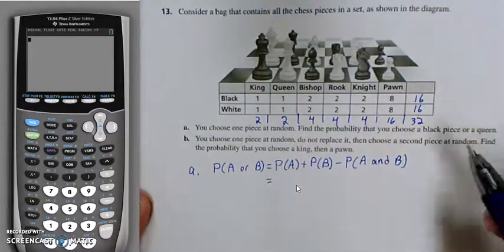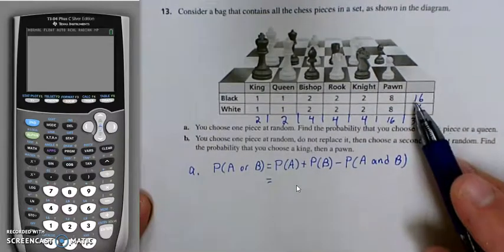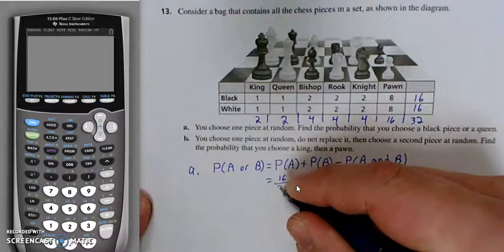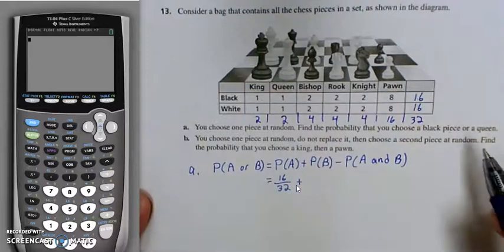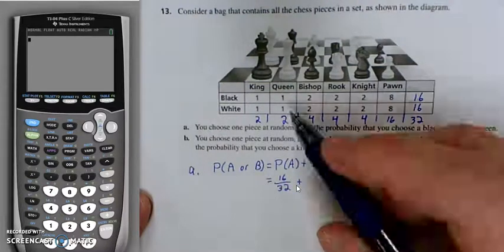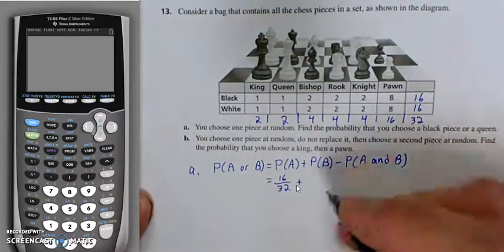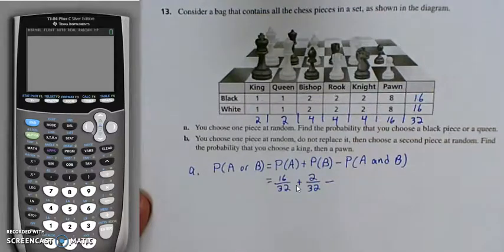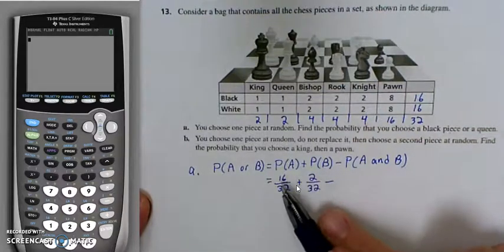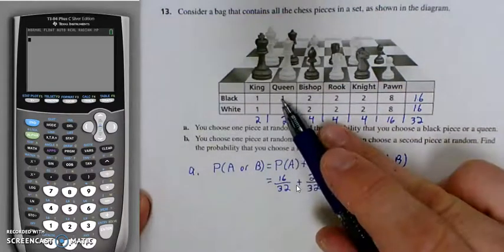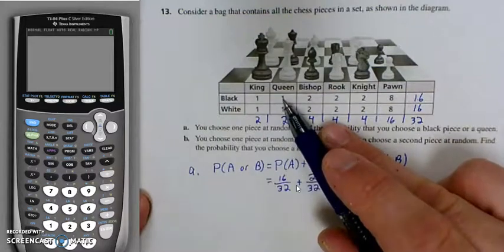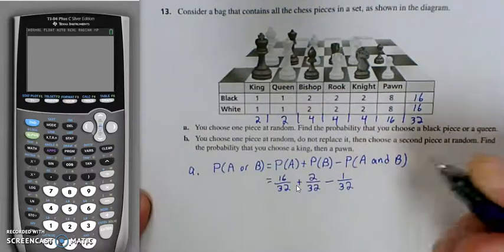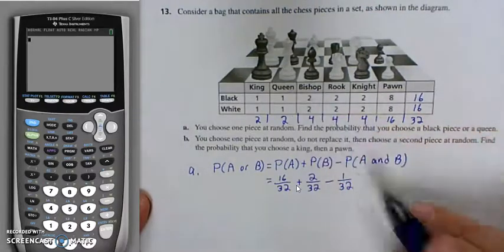So now my probability for getting a black piece is 16 out of the 32 pieces. I'm going to add to that the probability of selecting a queen. There's 2 queens out of the 32 pieces. But I do need to subtract away the 1 queen that got counted in both of these groups, the 1 queen that is also a black piece. So I'm going to minus 1 out of the 32. That will always come from a joint frequency there.